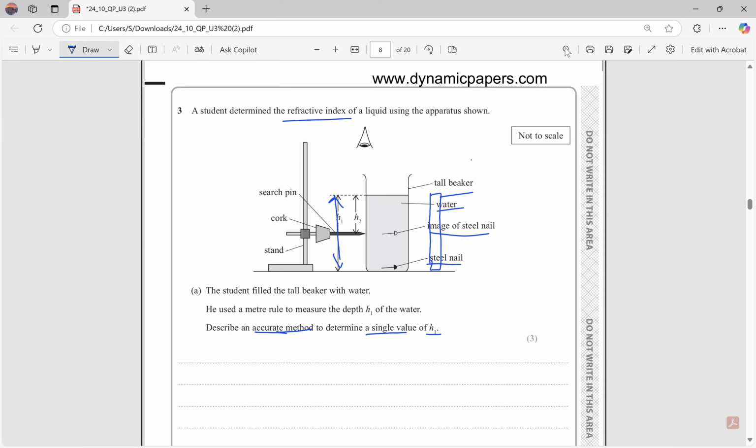whenever you're measuring, like over here, since you're holding the meter rule vertical, you place it somewhere here, close to the beaker, and you make sure the ruler is vertical. Because even if it's slightly tilted, you might read wrong value. So the first thing is, use a meter rule to measure the height.